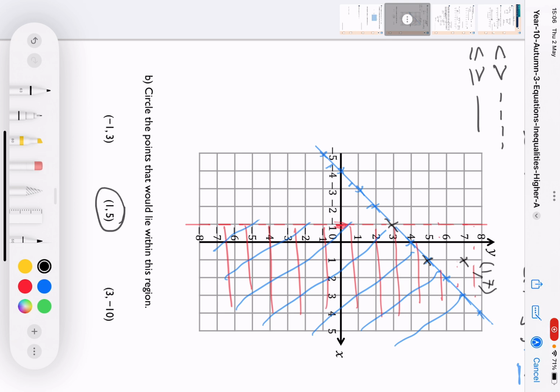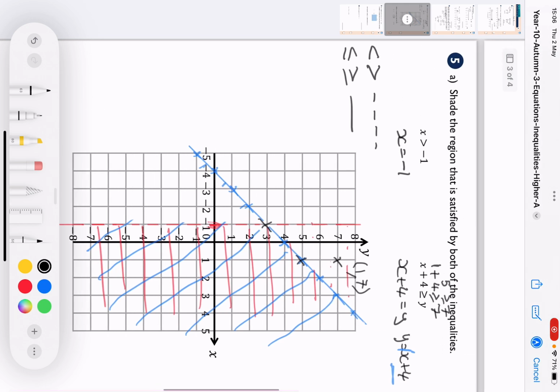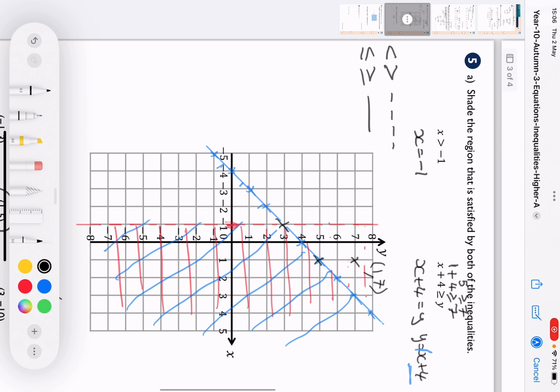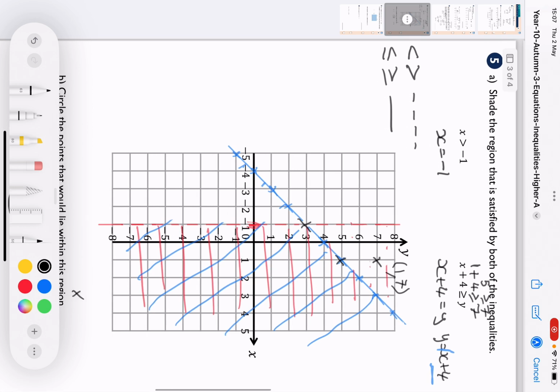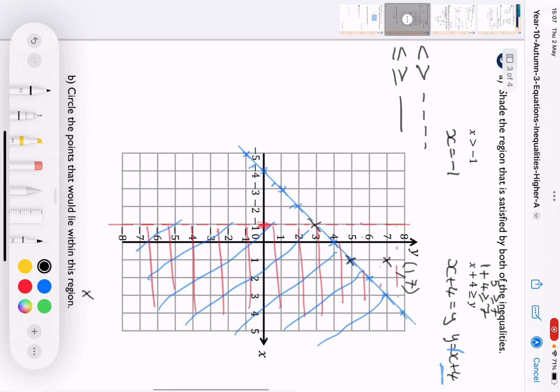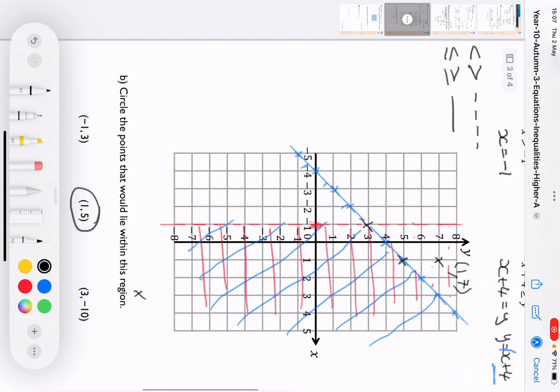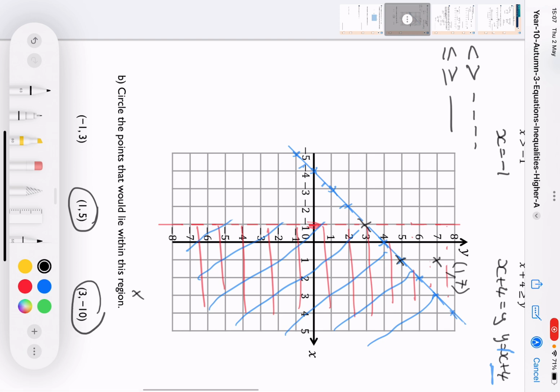I circled this one. And then I'm looking at 3, -10. Well, 3, -10 is all the way down here somewhere. So I'm saying it is in the region. And what I would do is I would check that, and I can see that x is 3, is that bigger than -1? Well, 3 is bigger than -1. 3 plus 4 is 7. And is that bigger than or equal to -10? Well, yes, it is. So that's also true.